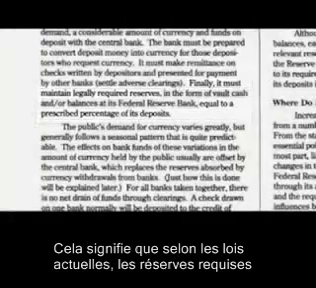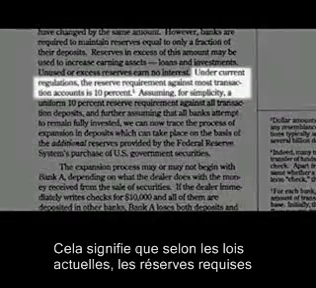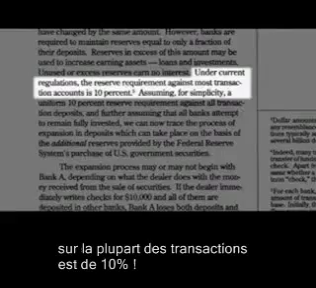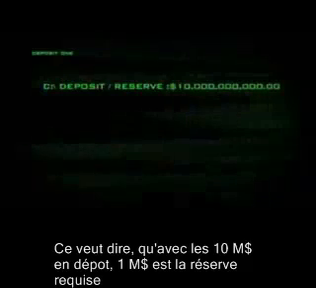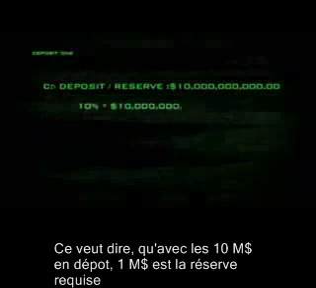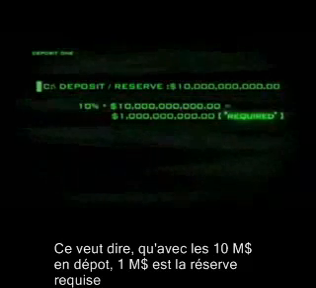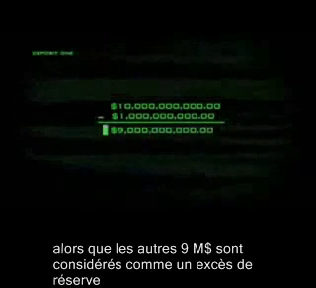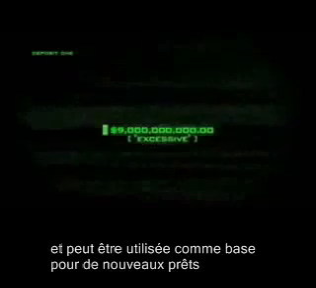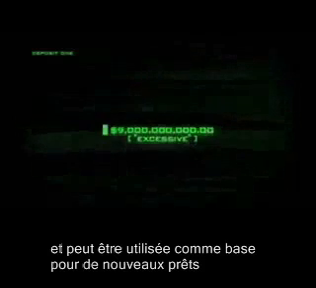It then quantifies this by stating, under current regulations, the reserve requirement against most transaction accounts is 10%. This means that with a $10 billion deposit, 10% or $1 billion is held as the required reserve, while the other $9 billion is considered an excessive reserve and can be used as the basis for new loans.